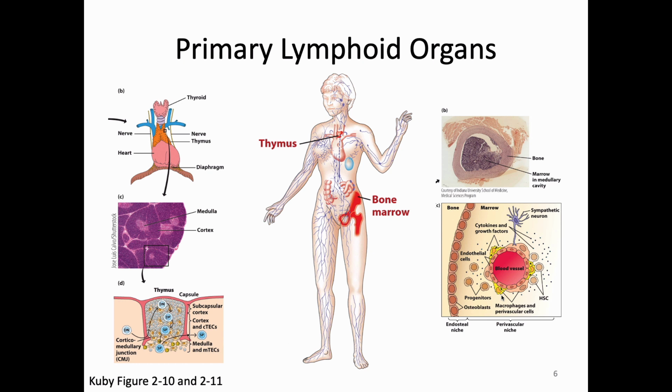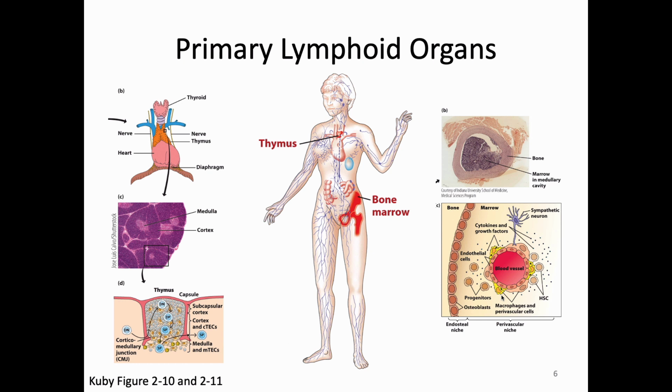So the thymus and bone marrow, and this is in fact the definition of a primary lymphoid organ, are the places where your immune cells develop. So this is kind of where you make all of your immune cells. This is the organs where those cells come from.